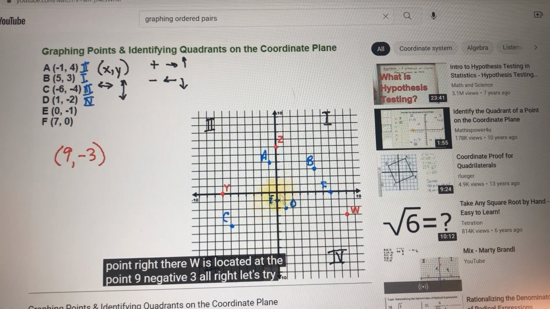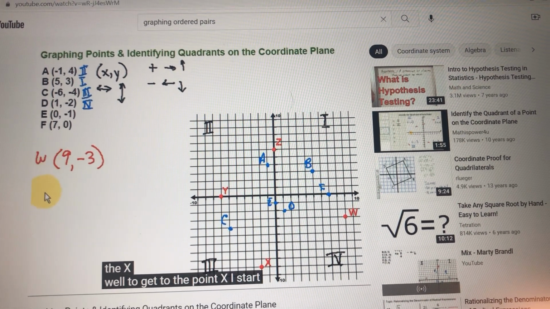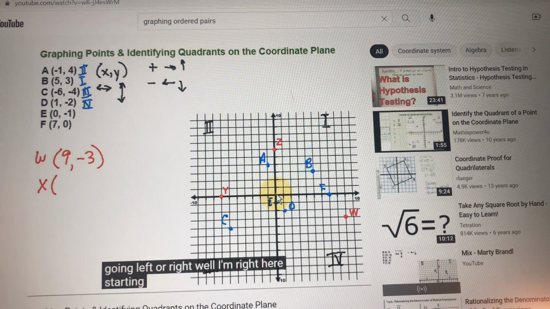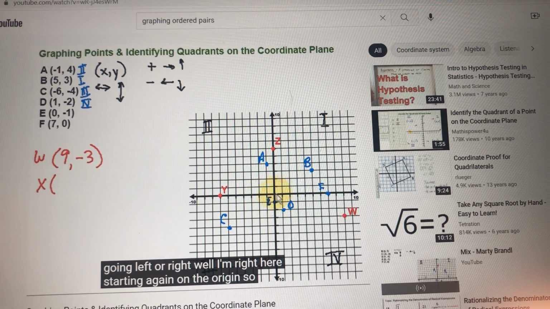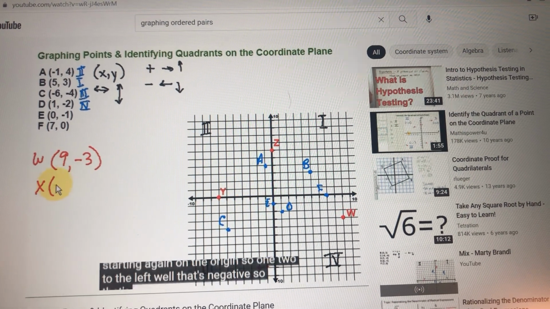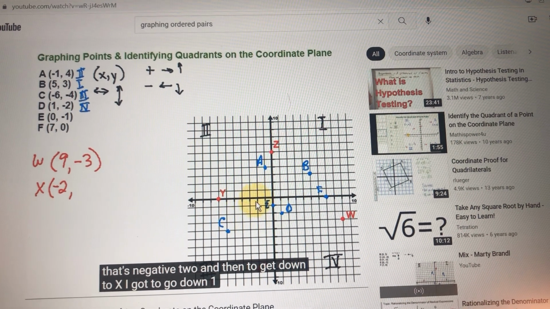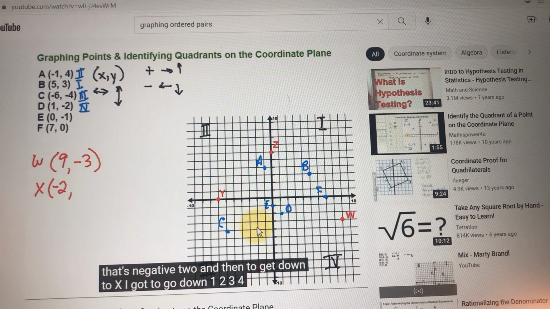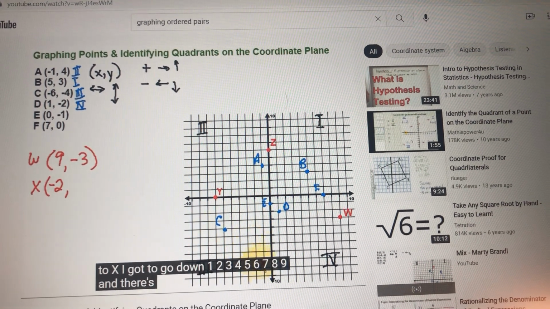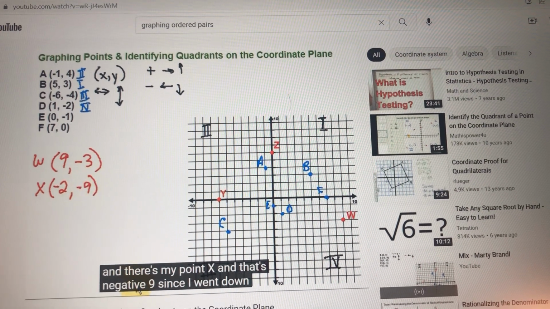All right, let's try X. Well, to get to the point X, I start by going left or right. I'm starting again on the origin. So 1, 2 to the left, well, that's negative, so that's negative 2. And then to get down to X, I've got to go down 1, 2, 3, 4, 5, 6, 7, 8, 9, and there's my point X. And that's negative 9 since I went down 9.